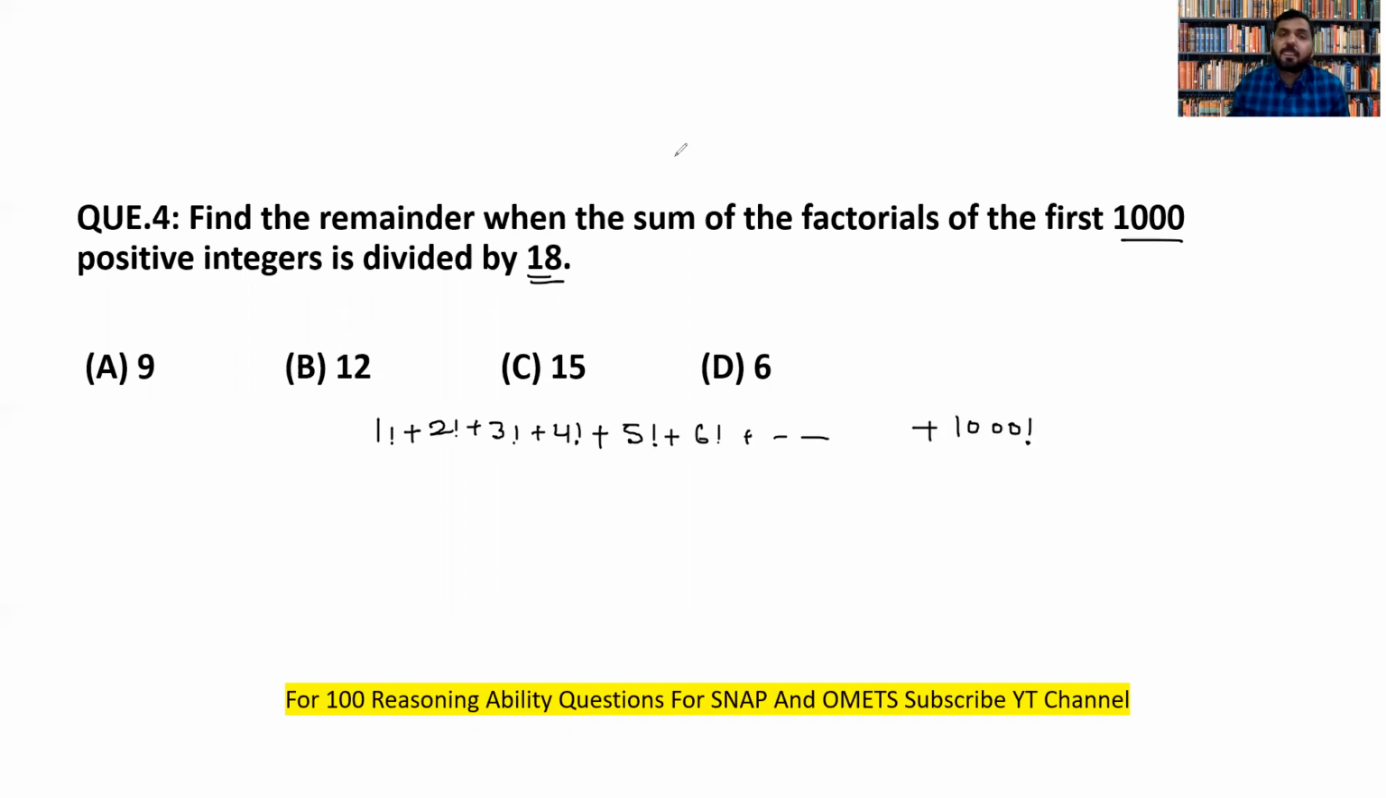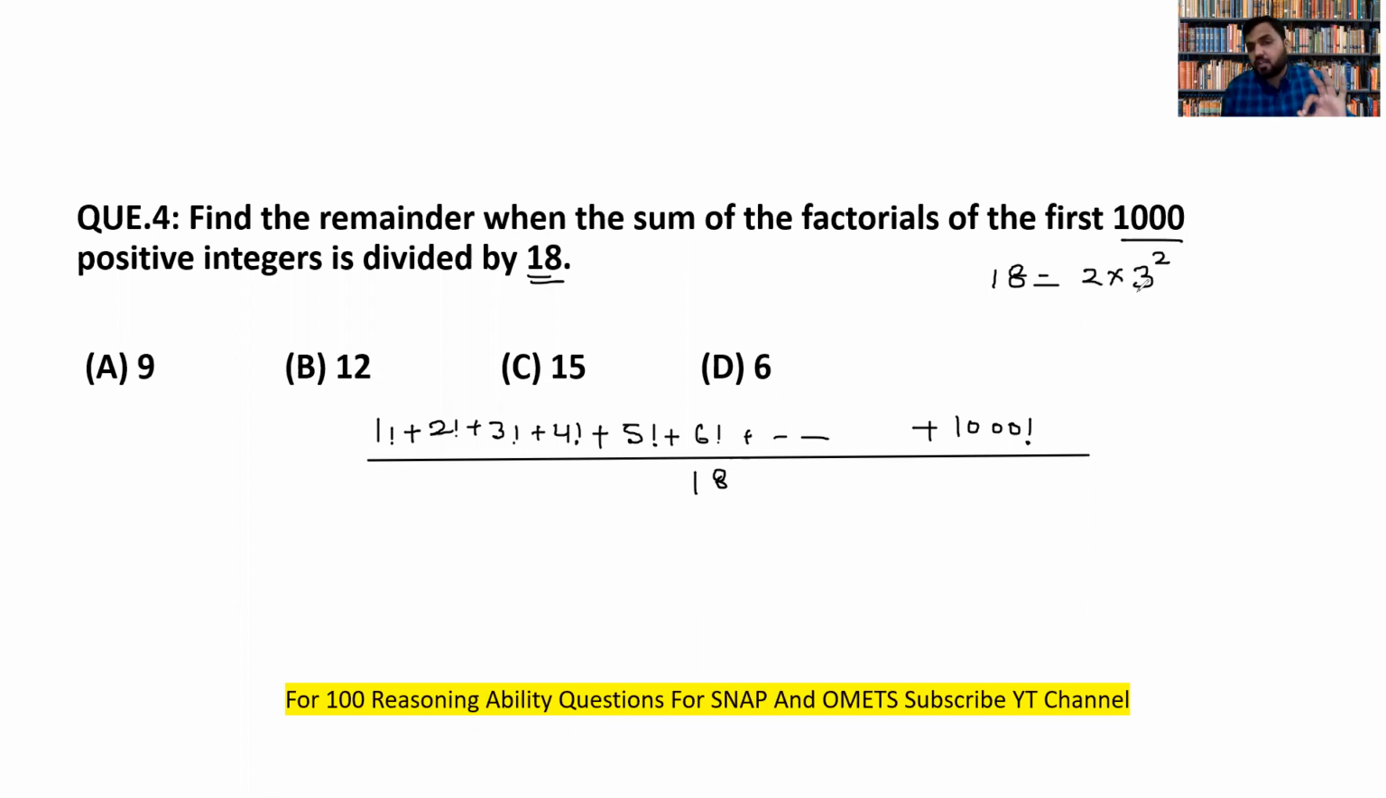Now this number is supposed to be divided by the number 18. You see that 18, they're not trying to factorize 18. 18 is 2 multiplied by 3 power 2. Any factorial which will be having 1 power of 2 and 2 power of 3 will be divisible by 18. Now, look for the first number where 3 will be appearing for 2 times. You see that 6 factorial is the first number which is having 2 powers of 3.